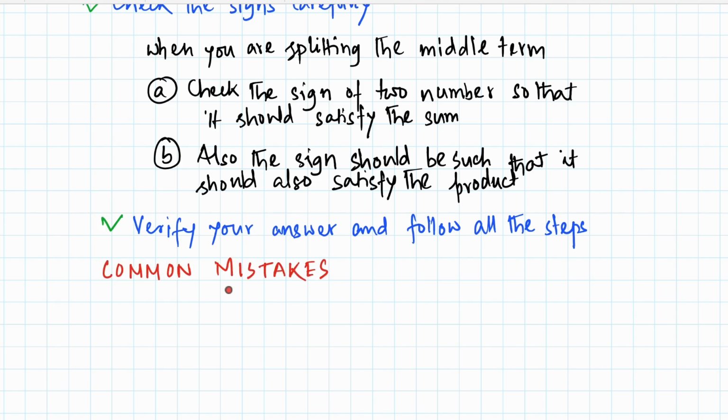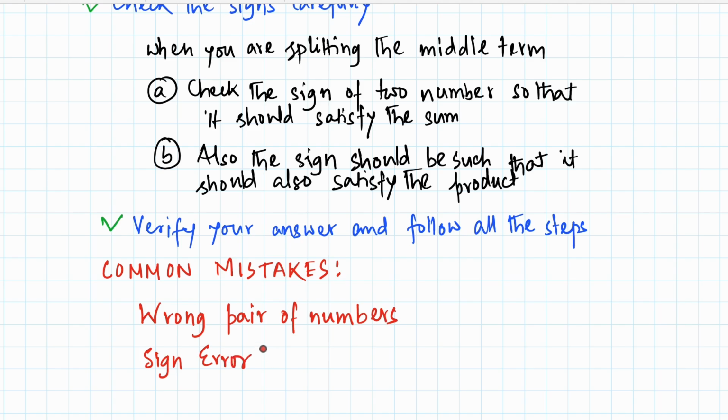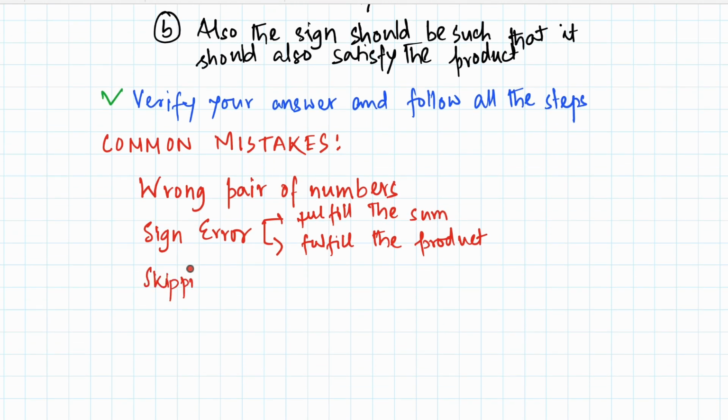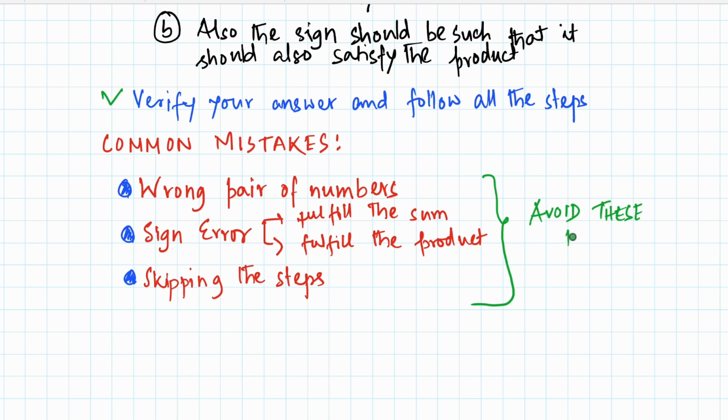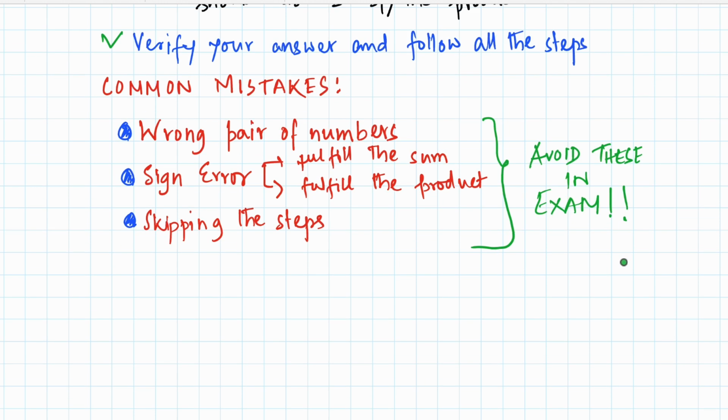Now, common mistakes which we generally make while solving this kind of equation: a wrong pair of numbers. While choosing the numbers, you should be very careful. We should choose the numbers in such a way that the sign is properly taken. Sign errors generally occur, which do not fulfill the sum or do not fulfill the product. Now, skipping steps: don't skip the steps. Always follow these 5 steps one by one. Avoid these mistakes in the exam. Only then can you get the correct answer for the given questions.